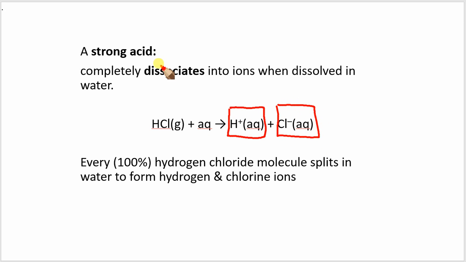Now with a strong acid, this dissociation is very, very strong. The molecule is only too happy to get rid of these hydrogen ions. We could say 100% of these hydrogen chloride molecules split up, giving these hydrogen ions. So very efficiently splitting up, providing hydrogen ions in solution. We know those hydrogen ions are going to lower the pH.